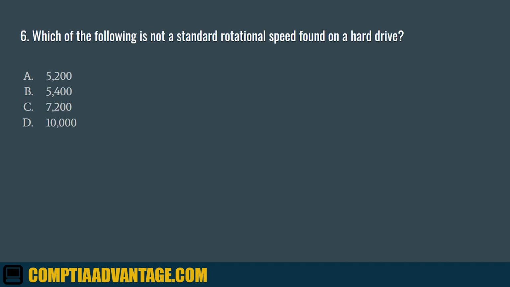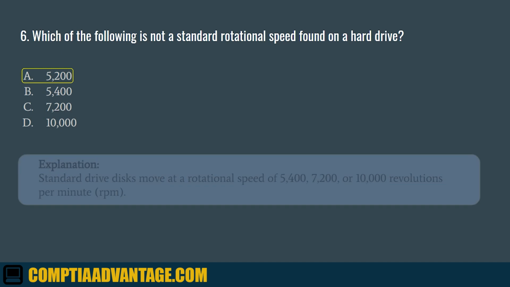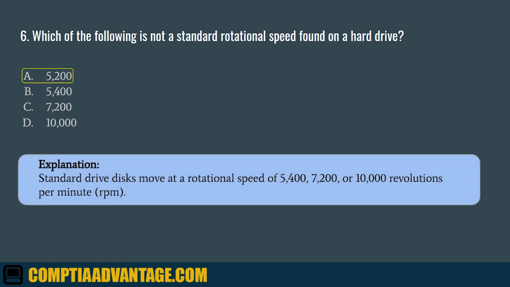Question 6. Which of the following is not a standard rotational speed found on a hard drive? A. 5200, B. 5400, C. 7200, D. 10,000. The correct answer is A. 5200. Standard disk drives move at a rotational speed of 5,400, 7,200, or 10,000 revolutions per minute, RPM.